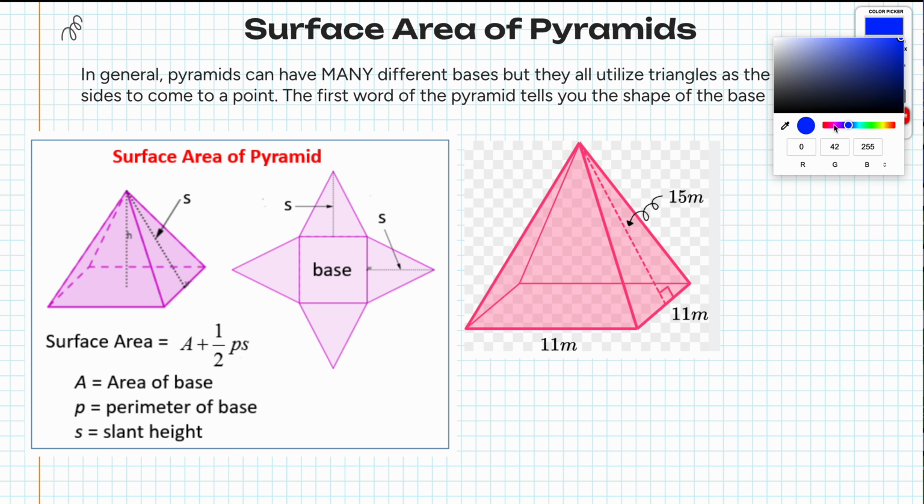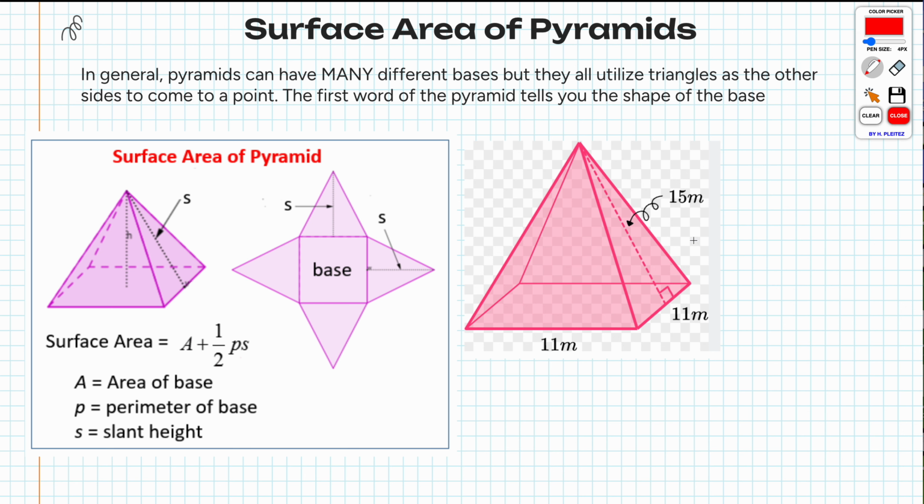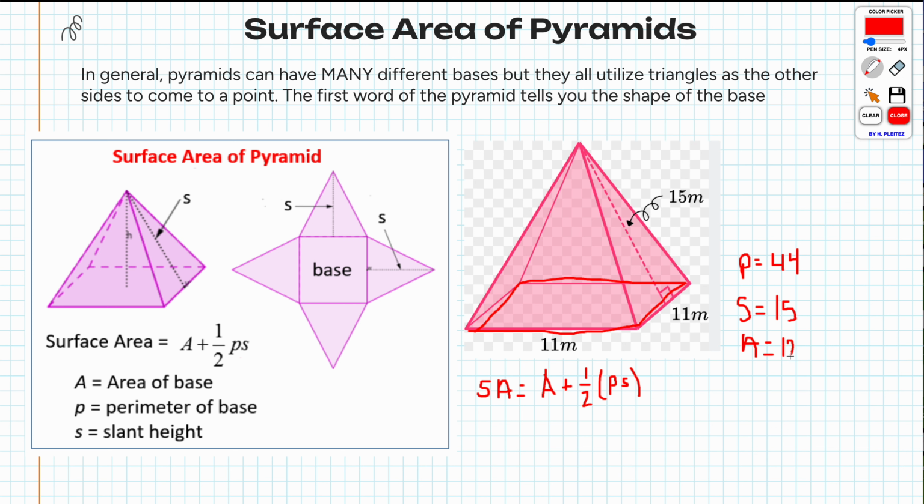So let's go ahead and do a quick example. Let's find the surface area of this diagram here. Our total surface area is A plus 1/2 of PS. I like to make a list of our variables. P is the perimeter of our base, which is going to be 11 plus 11 plus 11 plus 11. So we have 44 for our perimeter of the base. S is our slant height. That slant height is nicely given to us as 15. And then the area of our base is going to be 11 times 11, which gives us 121.